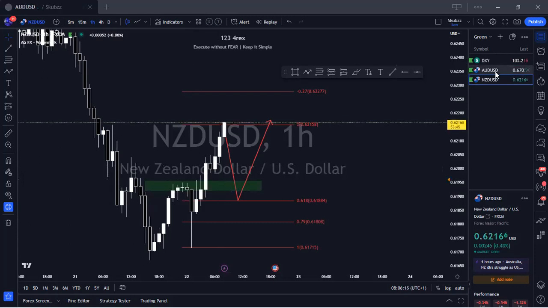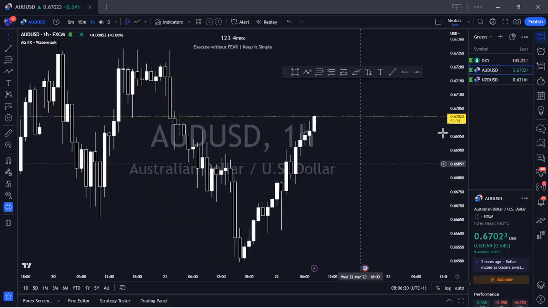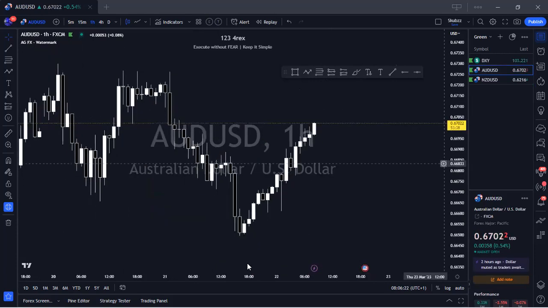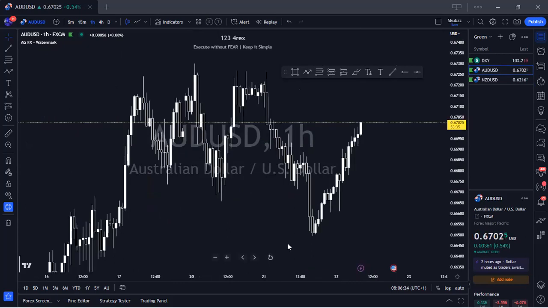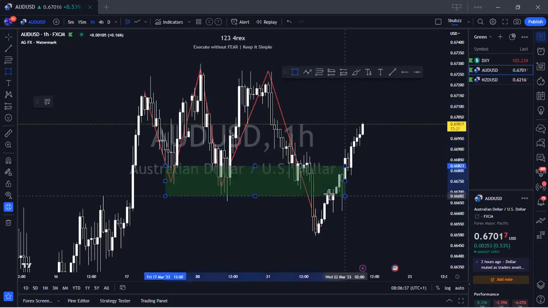Then we have AUDUSD. This one is quite tricky in the sense that we were ranging, and this is one thing I hate: range. We were ranging, the price was just doing that equal low, equal high, equal low, equal high. Then we broke below it yesterday, which was actually giving that bearish sentiment. Instead of retesting.